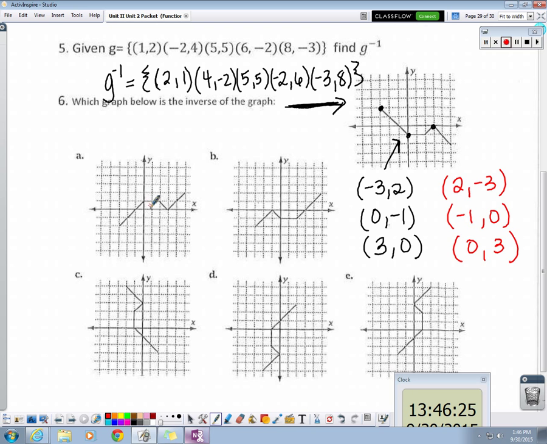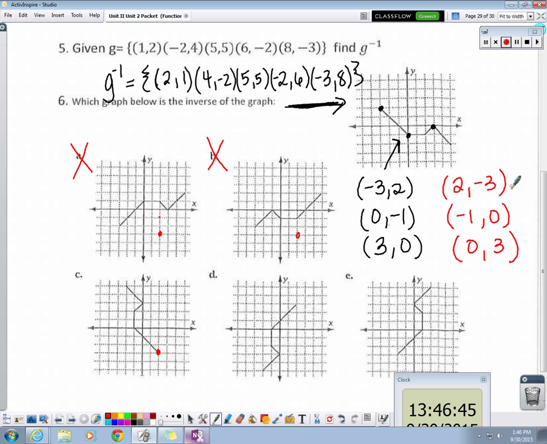So let's look at A. If I plot that first point, 2, negative 3, right 2, down 1, 2, 3. Is that on that graph? No, so A is definitely not the inverse of this. If I go to B and plot right 2, down 3, did I fall on the graph? Nope. If I go to C and I go right 2, down 3, am I on the graph?